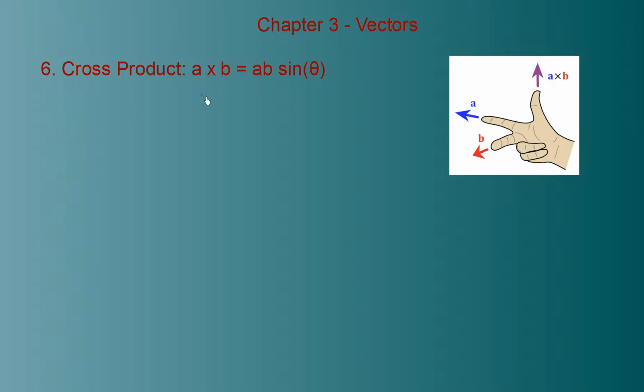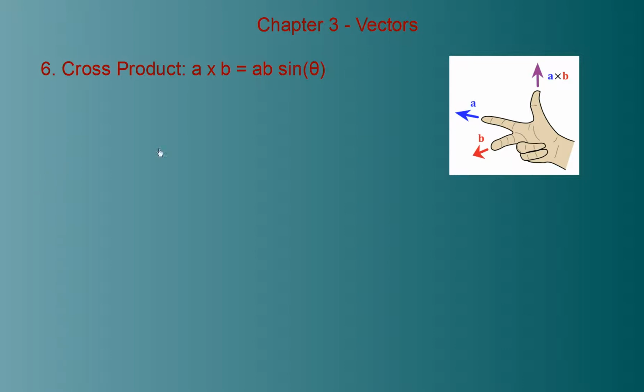So cross product. You can multiply vectors. We just got done talking about adding vectors. A cross B is really A times B. There's another way to multiply vectors, the dot product, but we don't really use that, and so I'll just briefly mention it in one of the sample problems I do. But cross product is A times B times the sine of the angle between them.